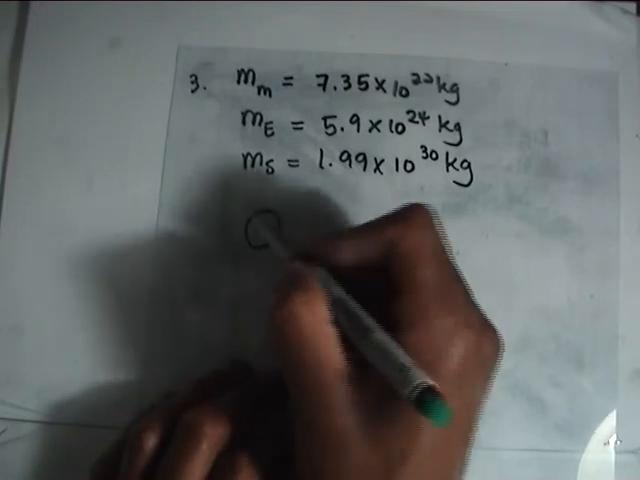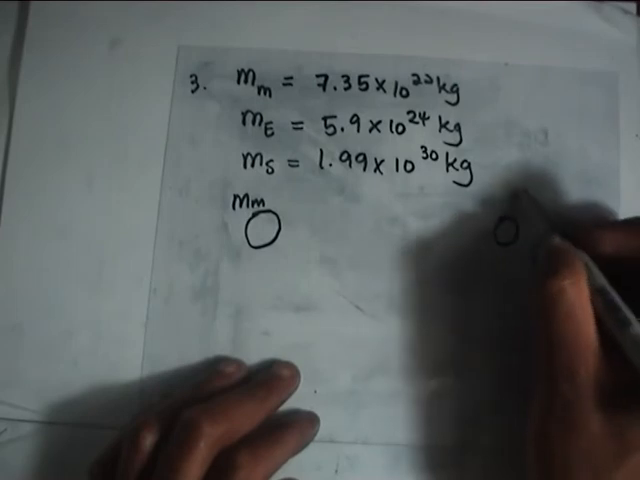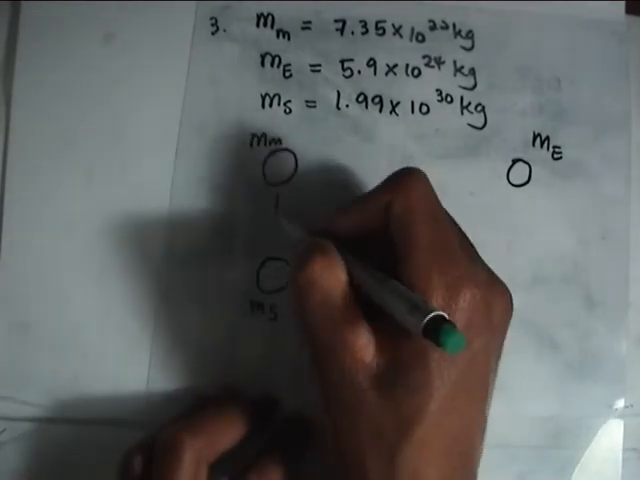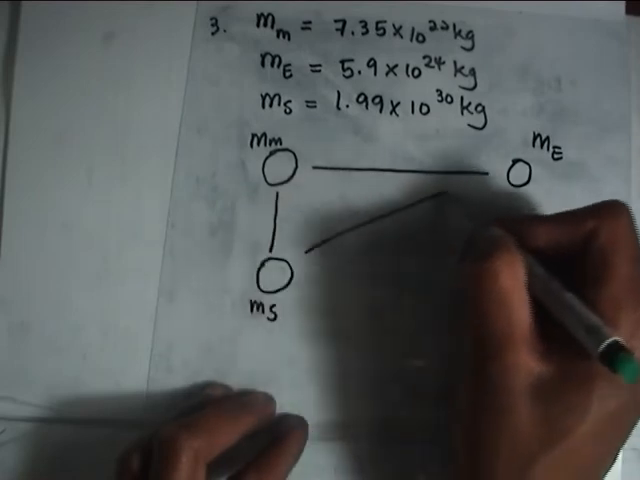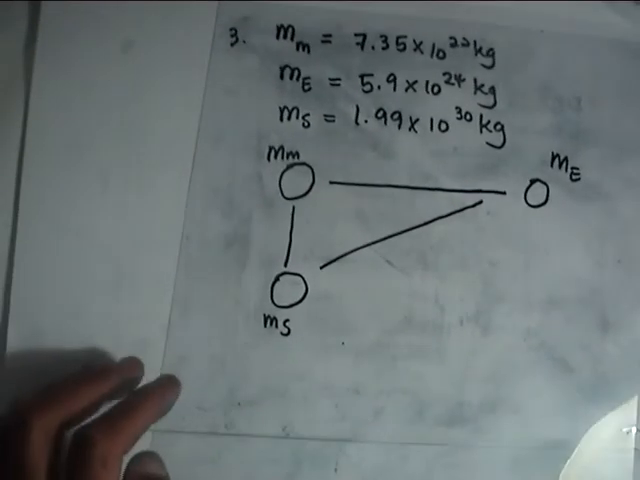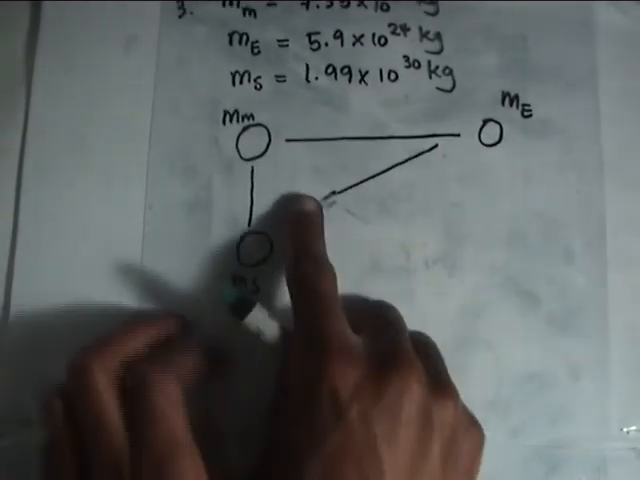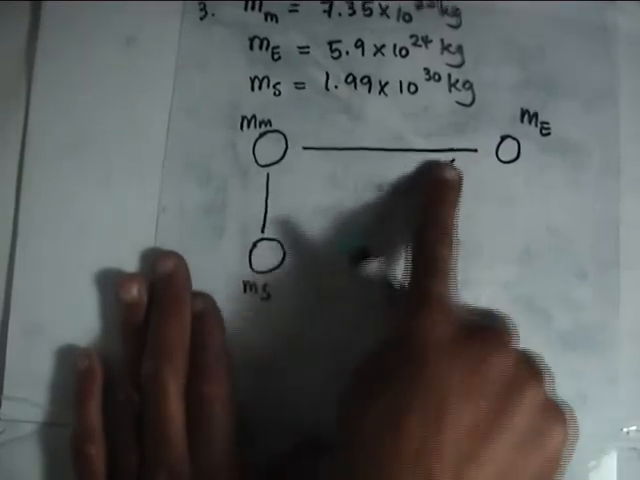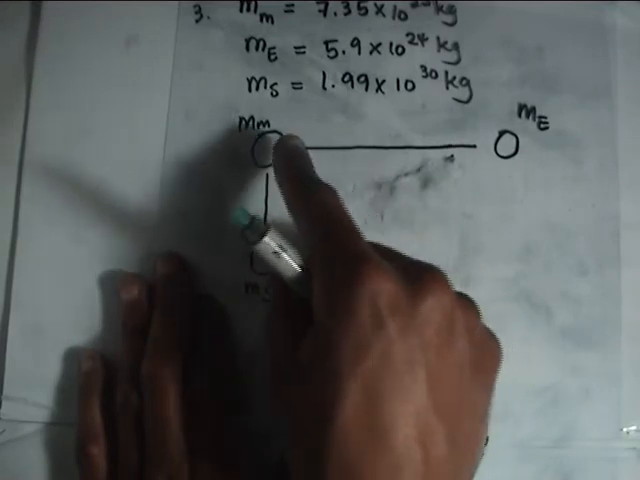So imagine the moon is here. So our M of moon is there. And imagine our earth is here. So our M of earth is there. And imagine our sun is here. So our M of S is there. So it's going to be something like this. Not drawn to scale at all. This line, we do not need because we are not considering the relationship between sun and earth. We just want the relationship between the moon and the earth, and the relationship between the moon and the sun.